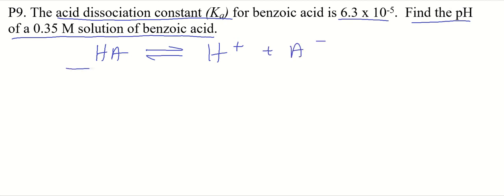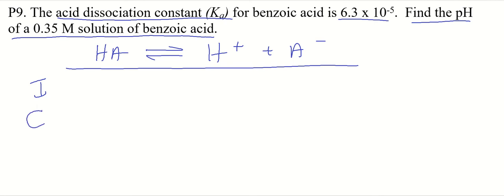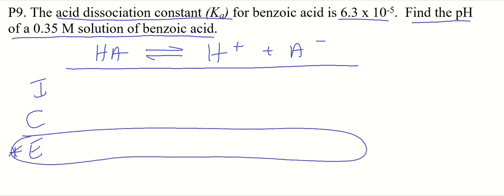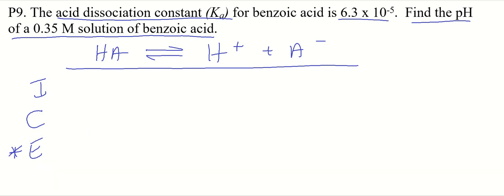We can set up an ICE table where I stands for the initial concentration, C stands for the change in concentration, and E stands for the concentration at equilibrium. These are the values we need, so we can plug them into our equilibrium expression. In order to get those values, we're given the initial concentration is 0.35 moles per liter. Before this dissociates, there are no products.